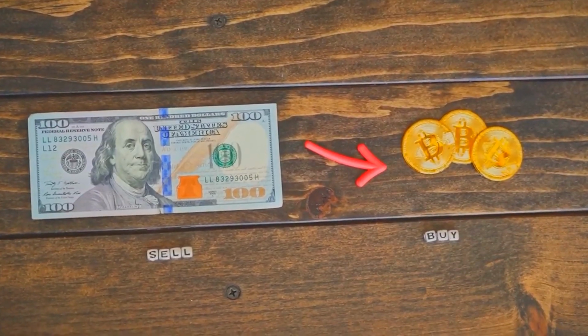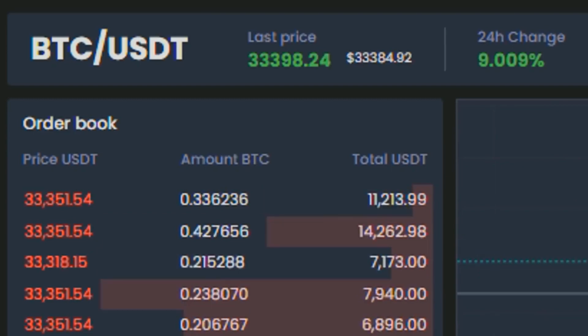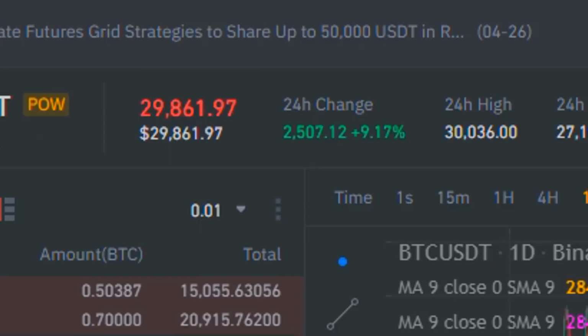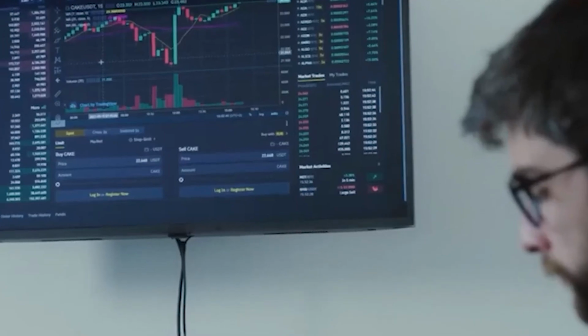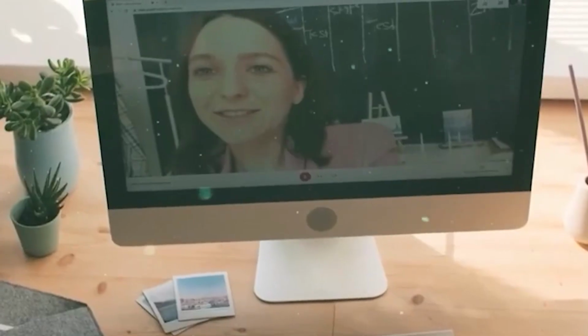P2P arbitrage, also known as peer-to-peer arbitrage, is a trading strategy that involves taking advantage of price differences between different P2P exchanges. It can be a profitable method if executed correctly. In this video, we'll learn how to engage in P2P arbitrage.